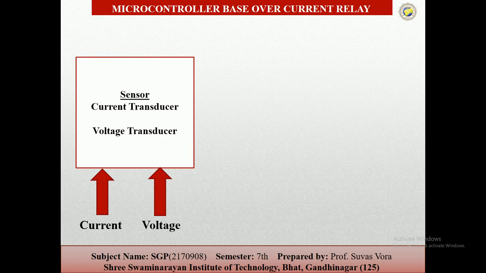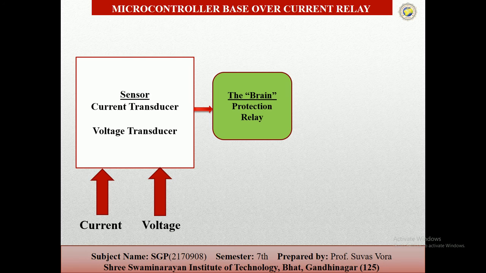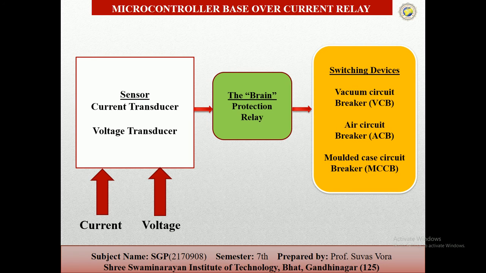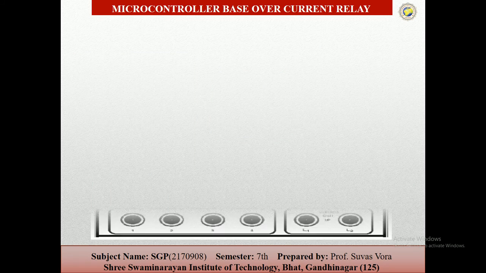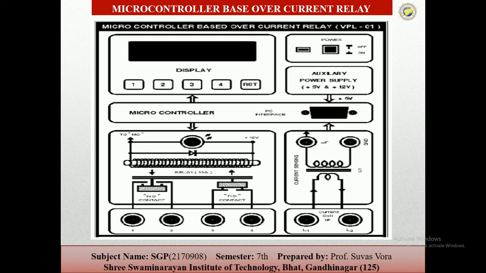So we can use the current sensors, it means the current transducer and voltage transducer. Then after they give the brain, it means the protection relay and the switching device, it means the circuit breakers. So basically we can use the vacuum circuit breakers and moulded case circuit breakers.